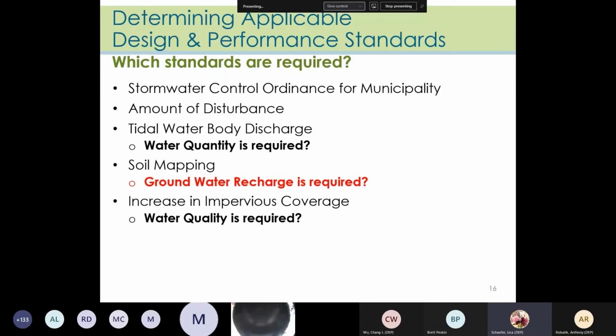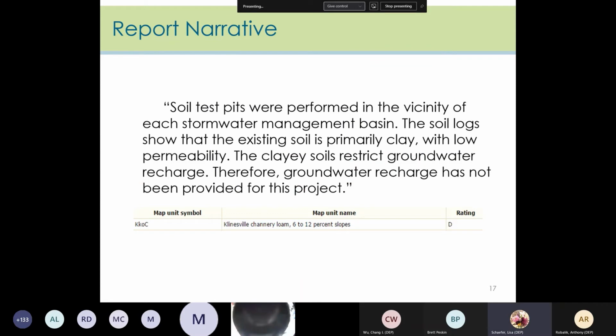Basically with this one, we have to confirm that the soils mapped on the site were correct, and the information is applied correctly in the calculations. Now, the report stated that the NRCS survey identified the site with D-soils, and that the soil test pits were performed in the vicinity of each stormwater management basin. So yes, indeed, this site is entirely covered with D-soils, and we saw that we have primarily clay from the soil logs. So that would definitely restrict groundwater recharge.